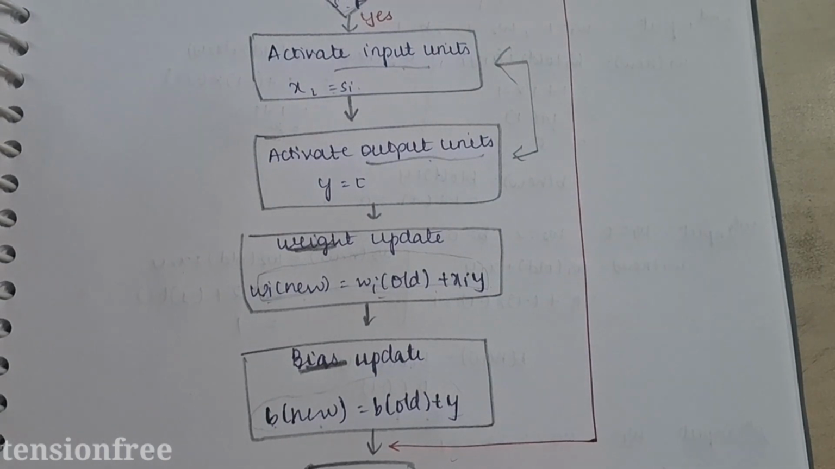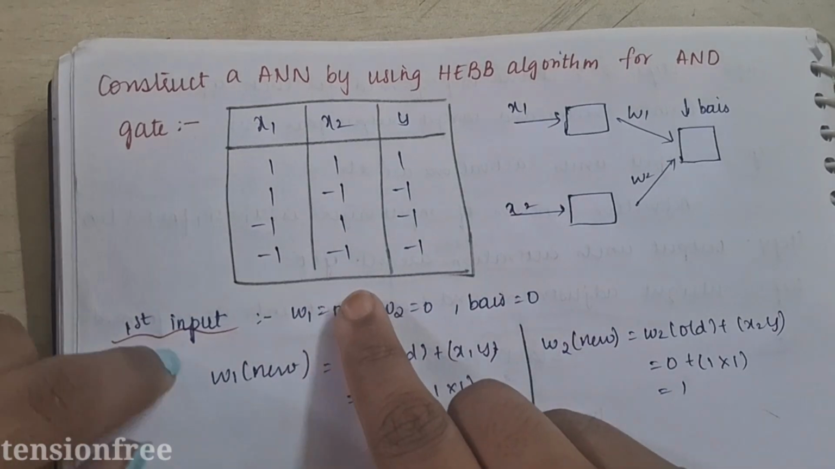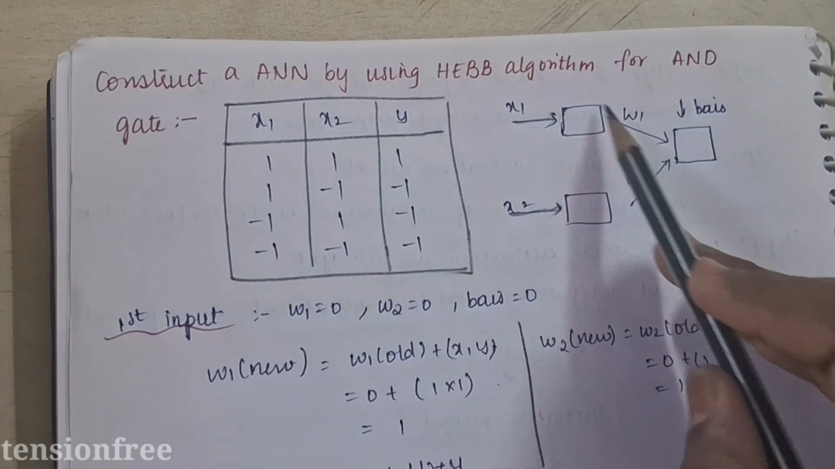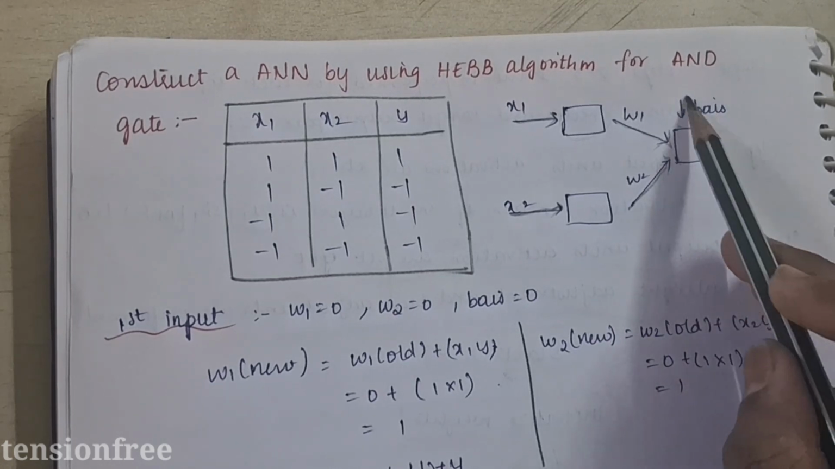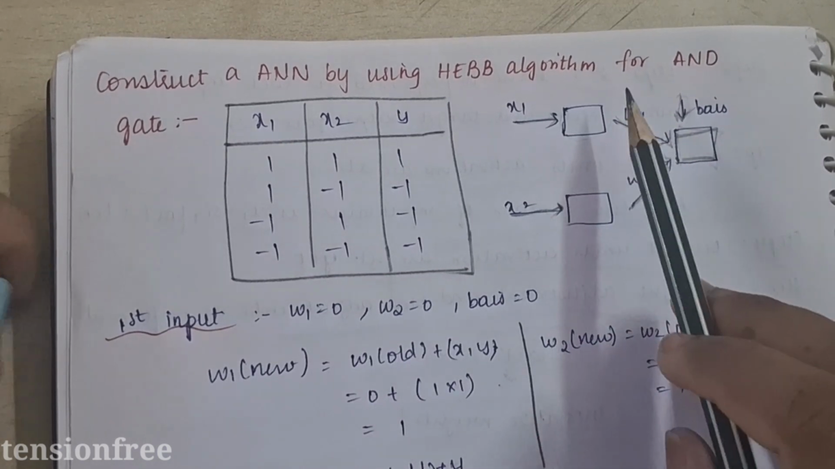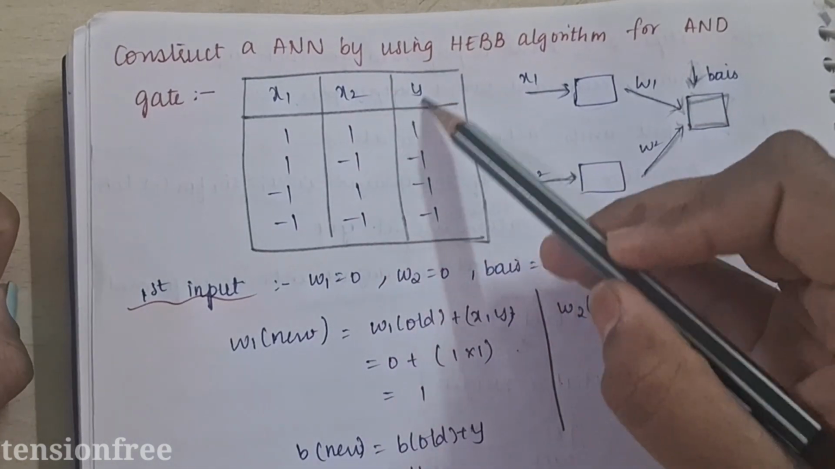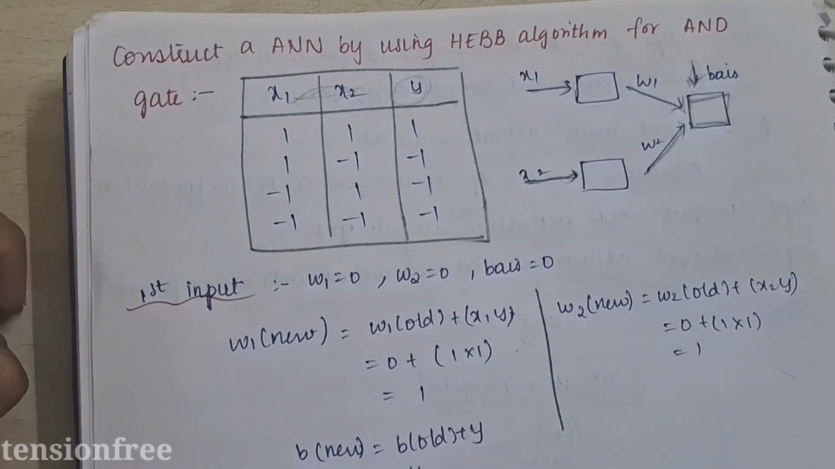Let's look into an example of the Hebb network. Let us construct an artificial neural network by using the Hebb algorithm for an AND gate. This is the question. These are the inputs which we are given, and after the inputs are given, the weights will be applied, and the bias will be applied to the output. Now here we are going to have x1, x2 and y. These are the inputs and this will be the output.